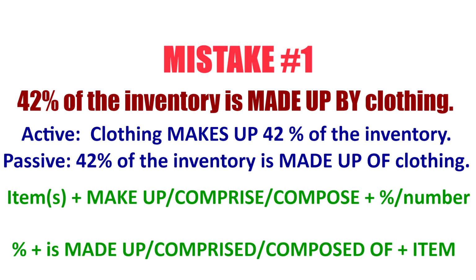Now, you could say clothing makes up 42% of the inventory. Clothing comprises 42% of the inventory. Now, maybe you want to use passive voice just to show your grammatical range. You write 42% of the inventory is made up by clothing. This is wrong. Now, why?